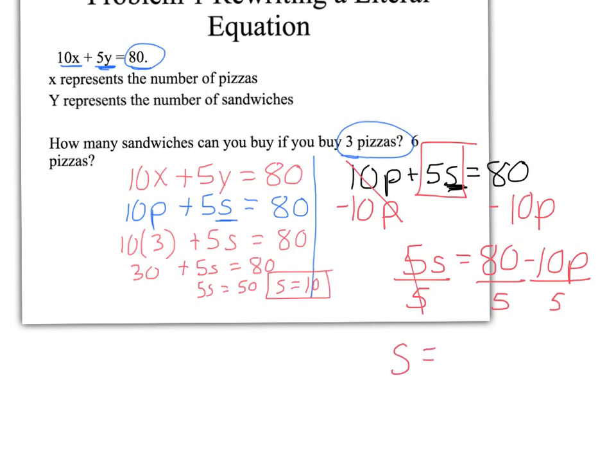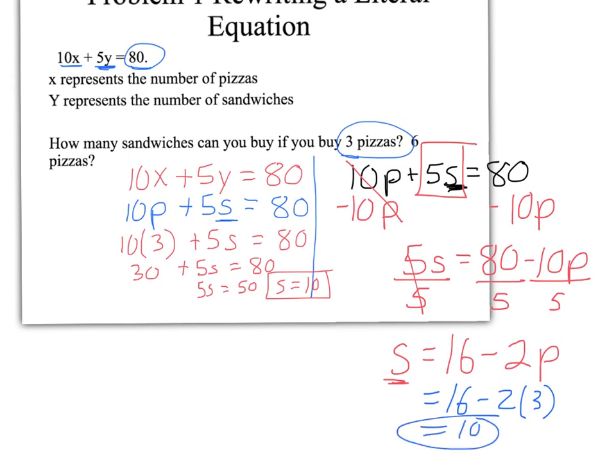So I have s equals 80 divided by 5 equals 16 minus, now 10 divided by 5 would be 2, and then we still have the p. So now, if I wanted to figure out how many sandwiches I could buy if I had 3 pizzas, it's a lot easier to do 16 minus 2 times 3, and 16 minus 2 times 3 would be 10. And then if I wanted to do 6 pizzas, I could just plug in 6 for p.